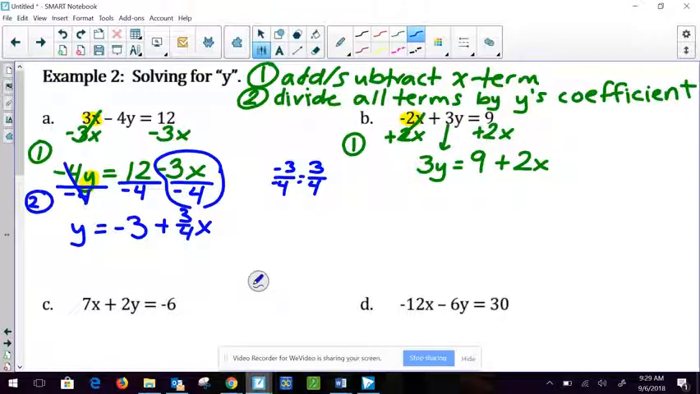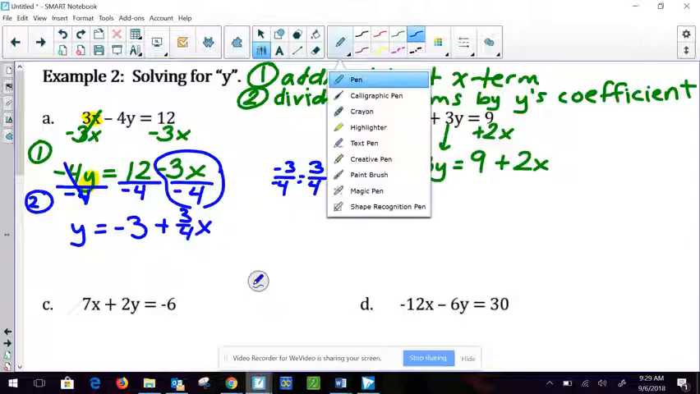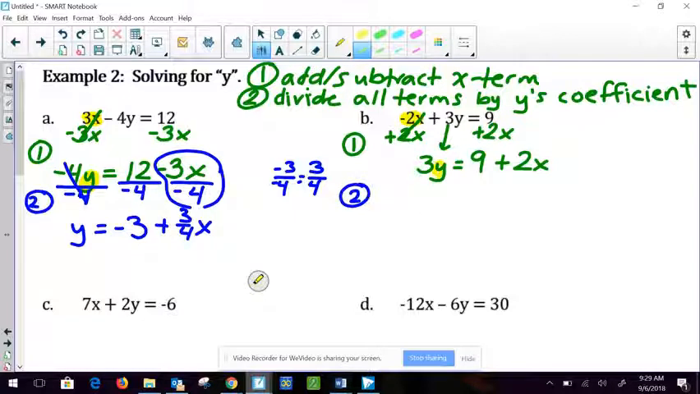Step 2 tells me I need to divide all terms by y's coefficient. So the coefficient in front of my y is a 3, meaning I need to divide the 3y by 3, 9 by 3, and 2x by 3. When I do that, I get y all by itself, and now I divide.